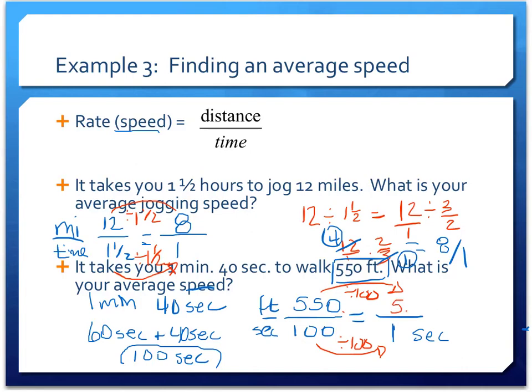So my answer is going to be 5.5. And that would be 5.5 feet per second. And that would be my answer for that one. So you can see unit rates are very helpful in determining how fast I can go when we're talking about speed, whether it's miles per hour, feet per second, or feet per minute, miles per minute, however you want to do it.